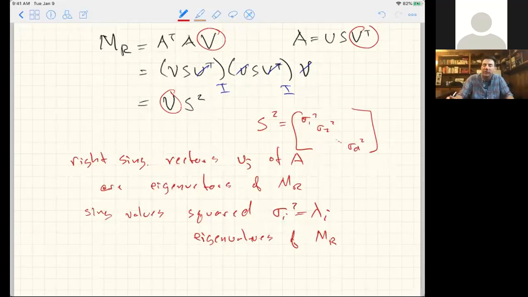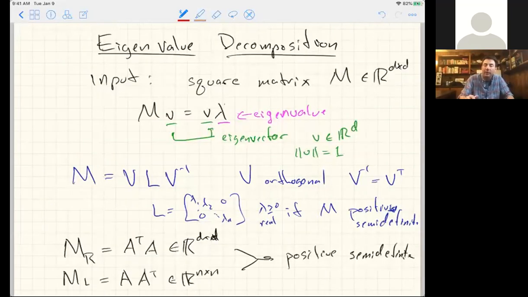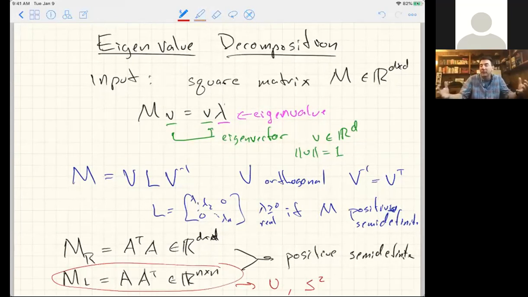And if I do the same thing with ML, I'm going to map these to U, but also S squared. So I'm still going to get the same singular values here. A bunch of them are probably going to be 0 because it's not full rank. But the singular values are the same for MR and ML, so the eigenvalues are going to be the same for MR and ML.